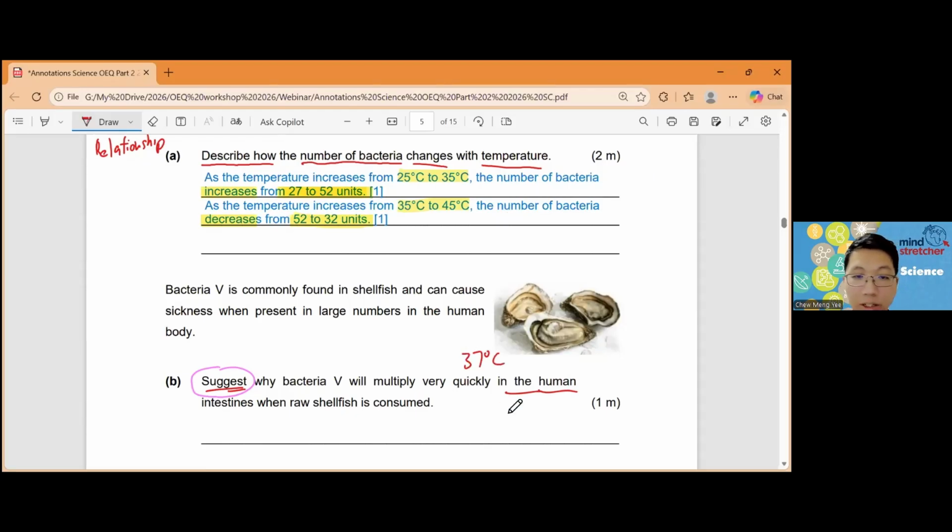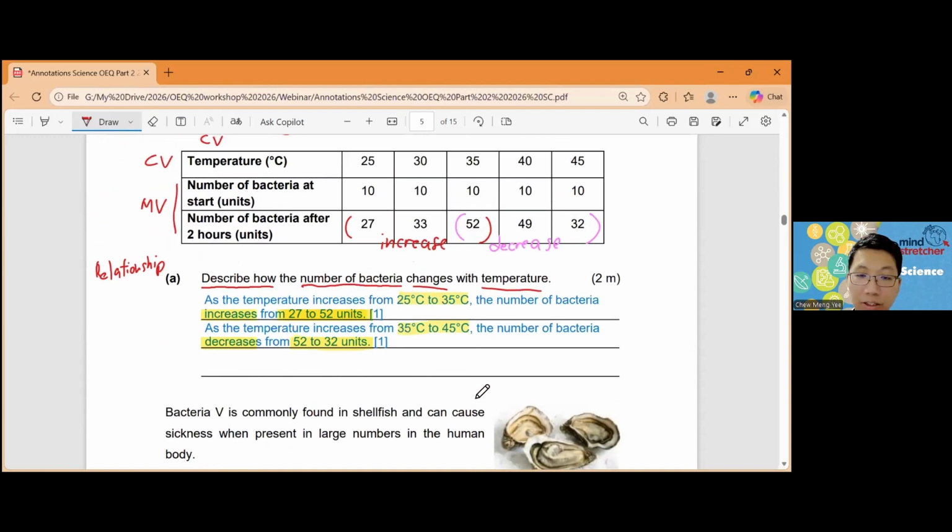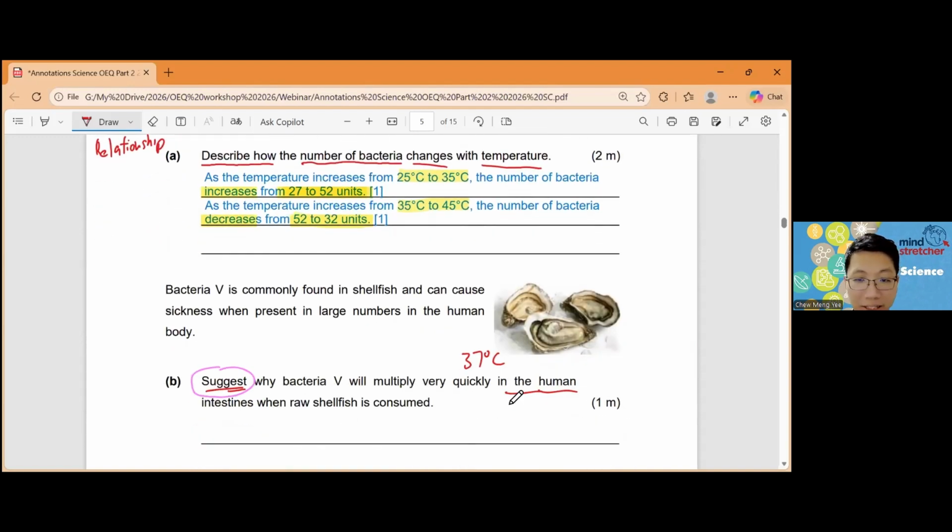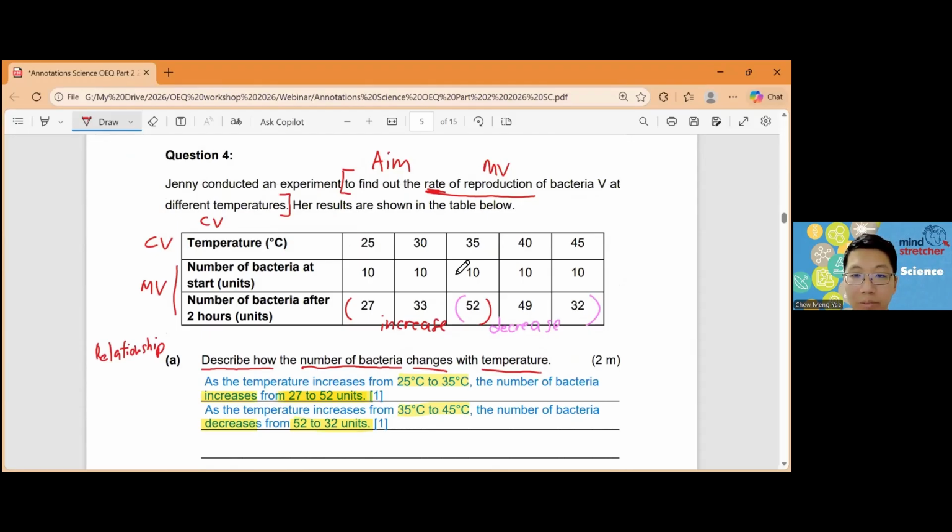And how do I link it back to the question? One of you said it can be any answer. No, it's not any answer. Of course, it must be related to what we're doing.